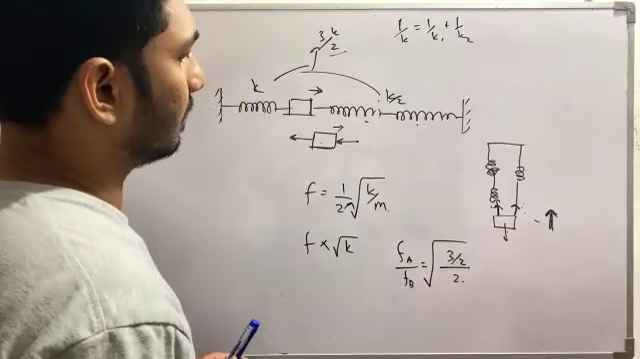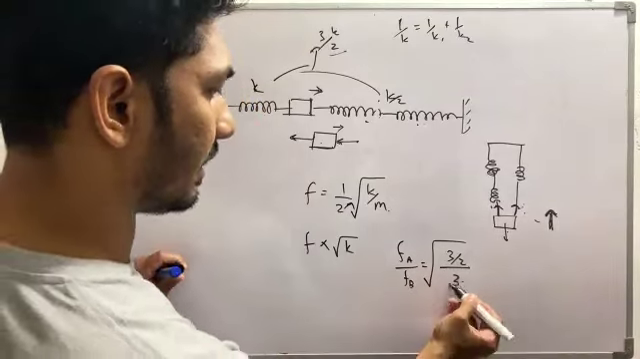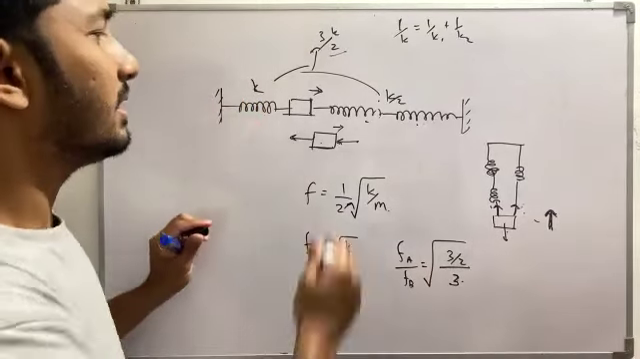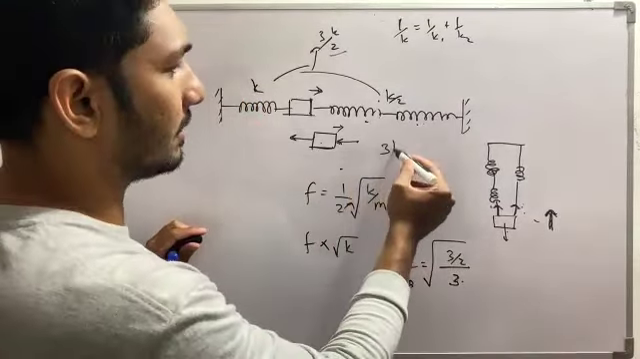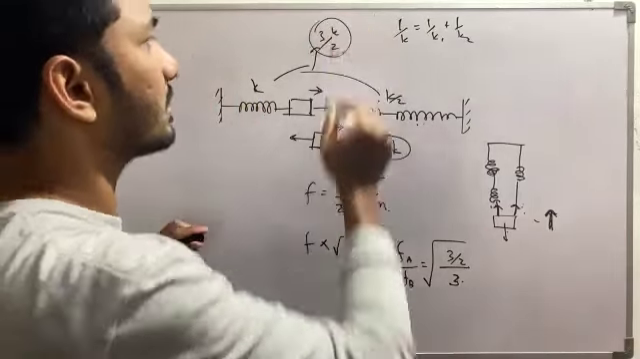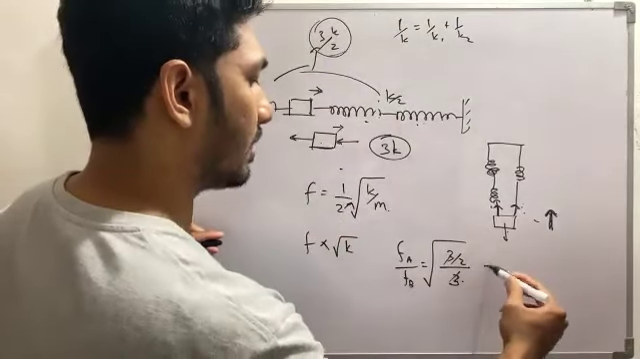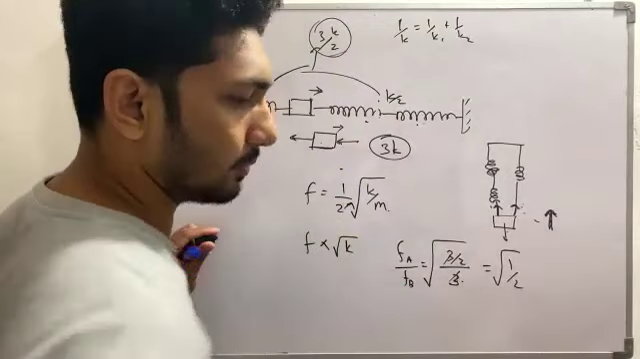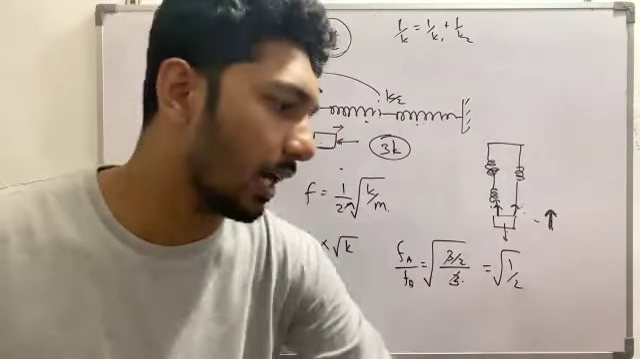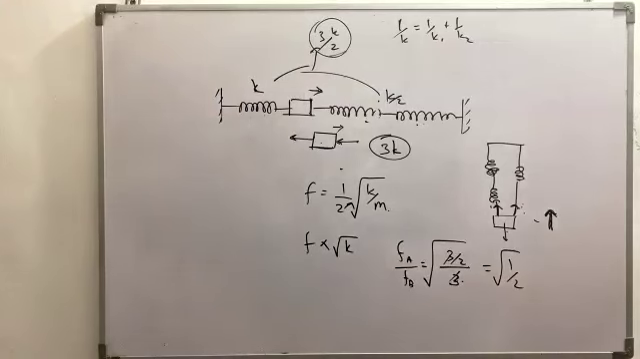Sorry, this is 3, no? This is 3. I'm sorry. I erased it, sorry. The second one was 3k and this is 3 by 2. So this is gone. It will be square root of 1 over 2, or 1 over square root 2. The answer is the fourth one. Sorry for making some careless mistakes here.